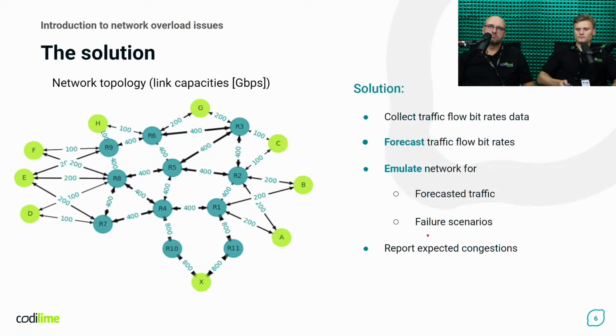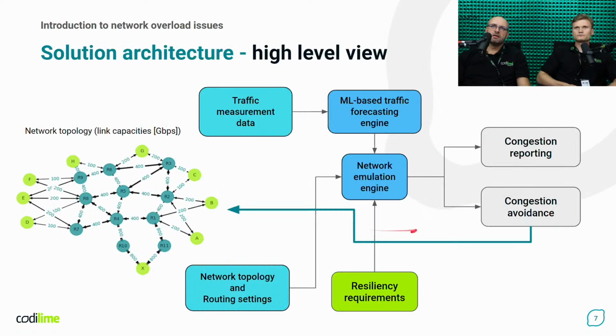As a solution, we propose an analytical system that consists of 4 main points. First, we collect traffic flow bitrate data. Then we forecast such traffic flows for a given forecasting horizon. Then we emulate the network for this forecasted traffic with different failure scenarios. And at the end, we report expected overloads. And this is the high-level architecture of our proof of concept.